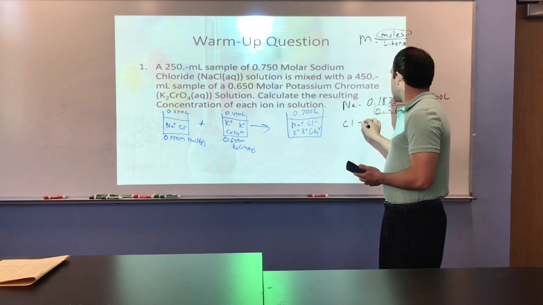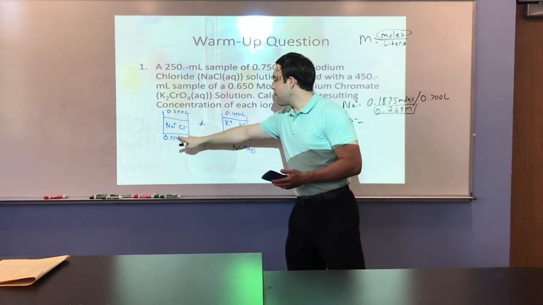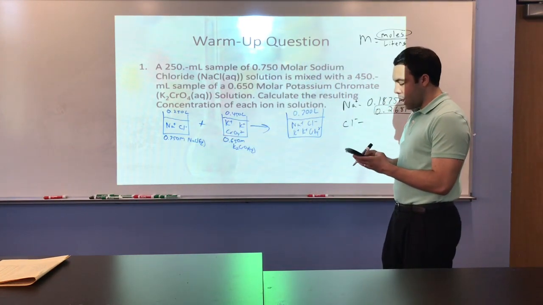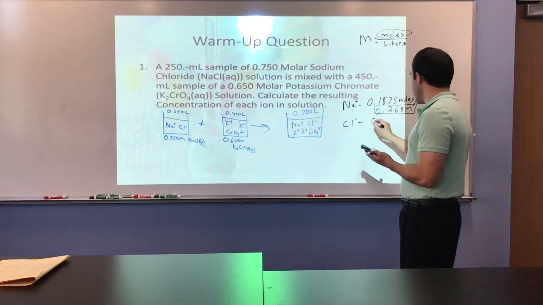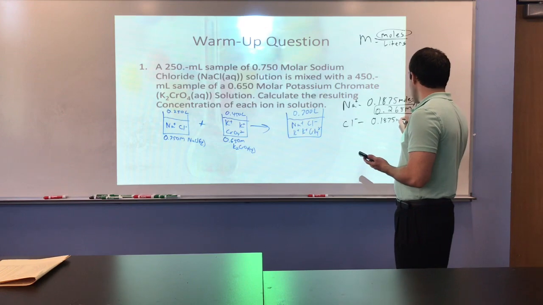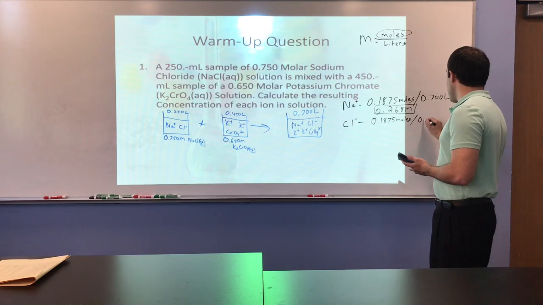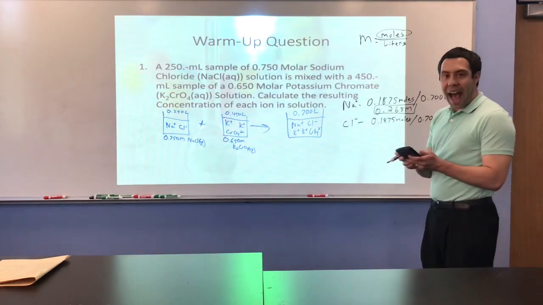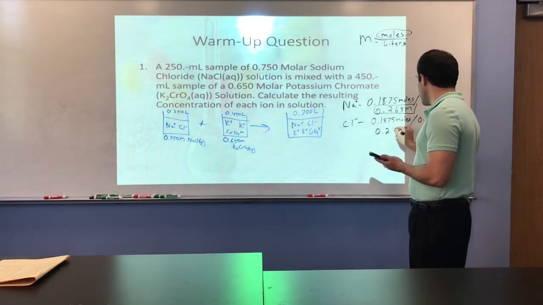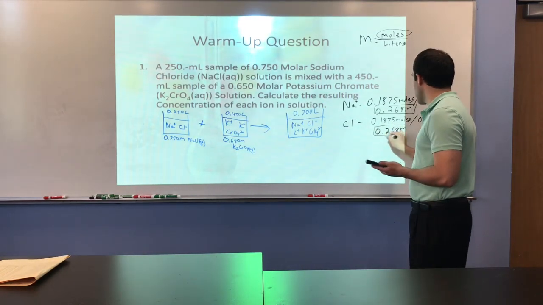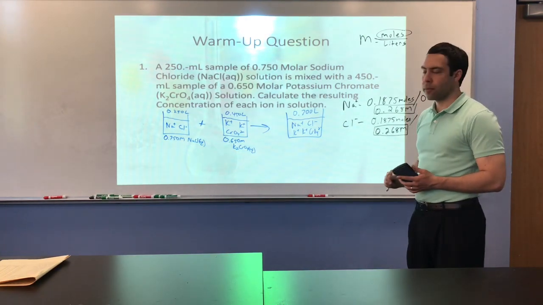Similarly, we should have Cl minus. So we do the same thing. We do 0.750 molar times 0.250 liters, and once again, we are going to get 0.1875 moles, divided by the same 0.700 liters. Obviously, we are going to get the same answer as 0.268 molar for chlorine as we did with sodium.